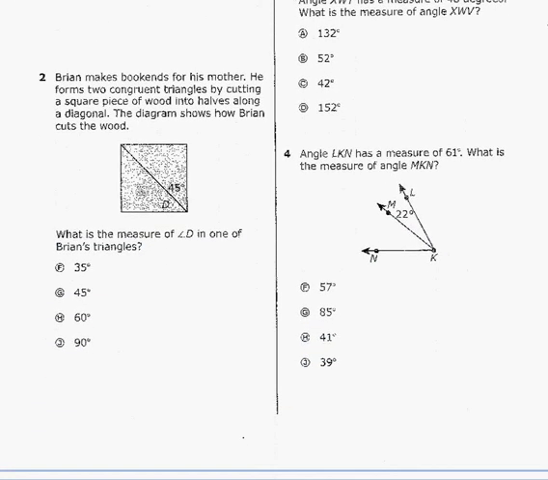Question number 4. Angle LKN has a measure of 61 degrees. What is the measure of angle MKN? F, 57 degrees, G, 85 degrees, H, 41 degrees, or J, 39 degrees?